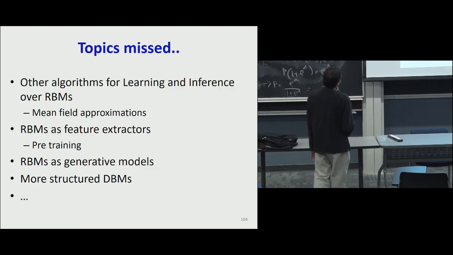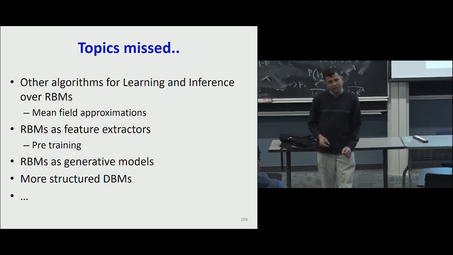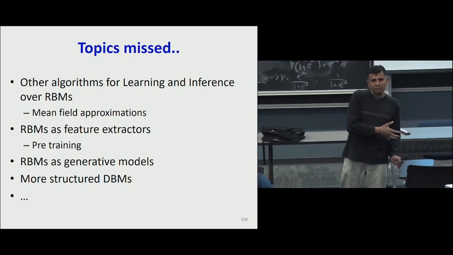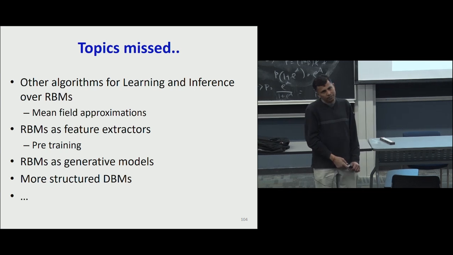So I have missed a few topics like learning and inference over RBMs, mean field approximations, RBMs as feature extractors, more structured DBMs, but there's nothing particularly complex about any of these. Once you understand the basic ideas that we just discussed, the rest follows easily, right?